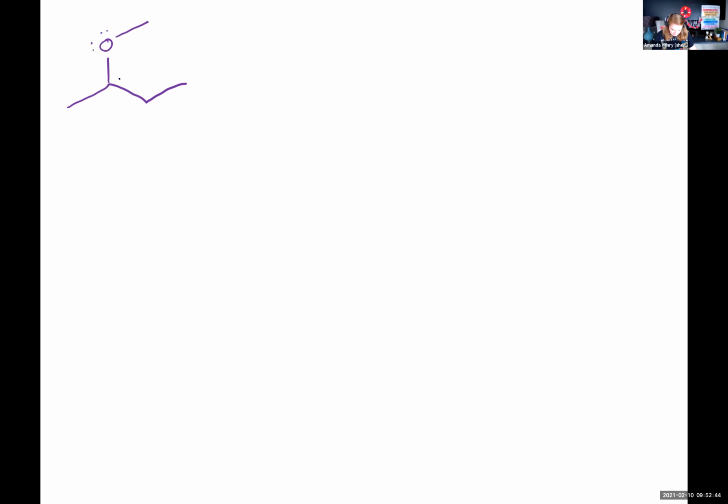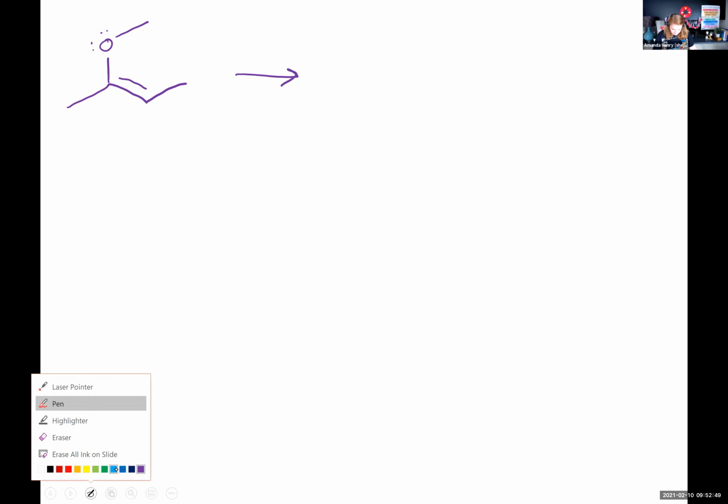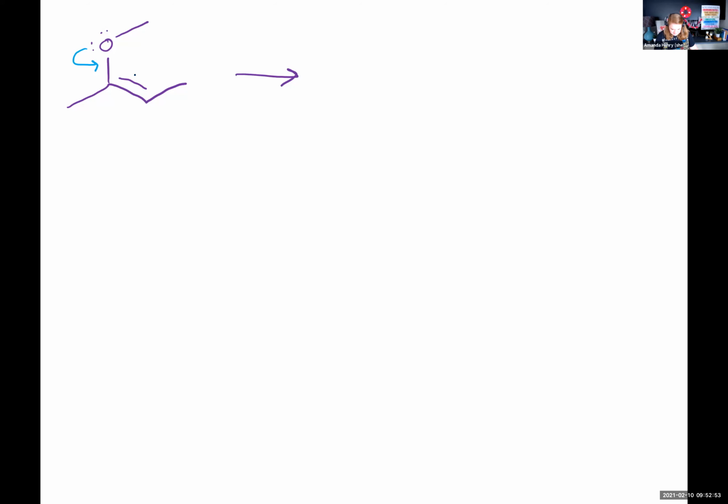And I'm going to draw my lone pairs in. So I'm going to draw my resonance arrows, and we are going to fill in what the new structure will look like.